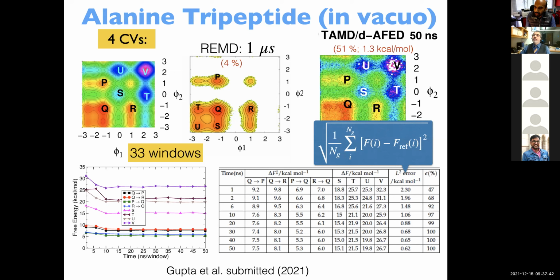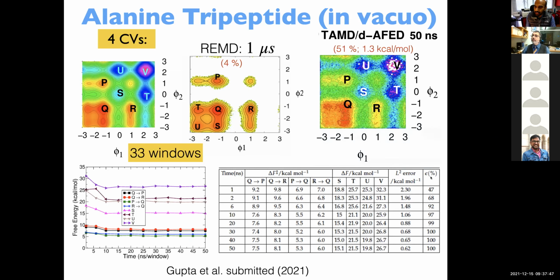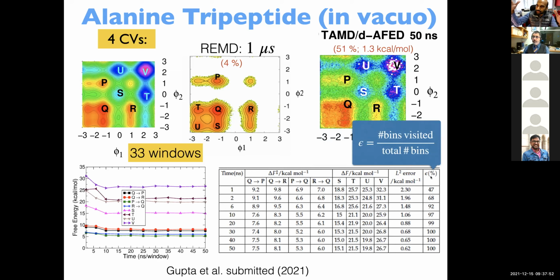And what is here is the efficiency of exploration. The efficiency of exploration is calculated as the number of bins visited in the 4D free energy surface divided by the total number of bins. So you divide the 4D surface into bins; in our case, we divided it into 26 to the power 4 bins, and we counted how many bins have been visited as a function of time. You can see that in 1 nanosecond per window you have about 47%, so almost half of the 4D surface has been spanned.